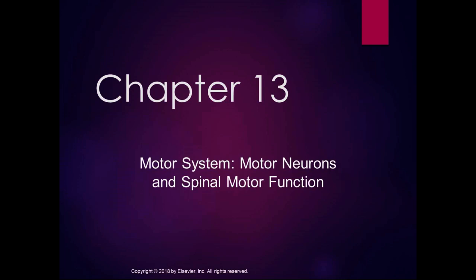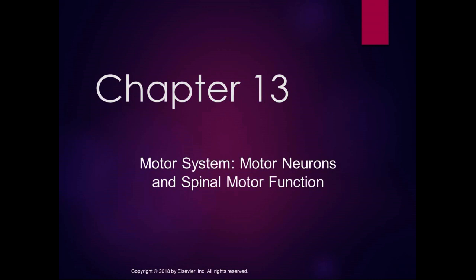So, in continuing our discussion of vertical systems, first we talked about the autonomic nervous system, then we talked about the somatosensory system and some specific things having to do with pain. And now we're going to move into the motor system. So, in this module, we're going to be talking about chapters 13 and chapter 14.